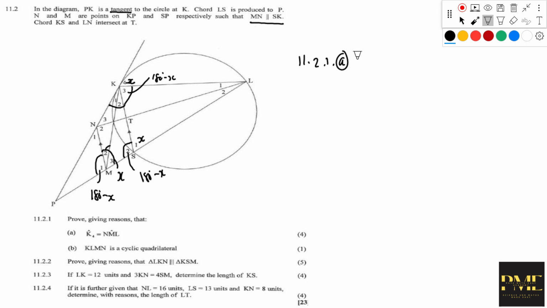So sifike sathini ke first sathi ke angle K4, okay, uyalingana no angle S1 balingana bonke no x. That's lokho yini? It's because of the tan chord. Okay, tan chord theorem. All right, okay, cool, perfect.